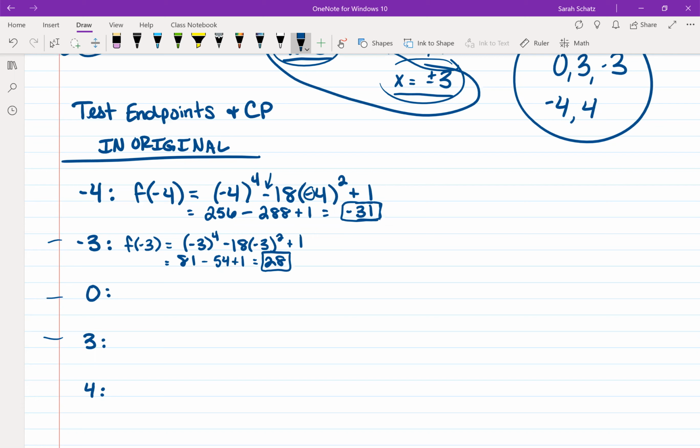Testing the 0, that's always easy, right? Let's put 0 into our original function. It's 0 to the 4th minus 18 times 0 squared plus 1. So all that's going to be left there is the 1. So we get a positive 1 here.